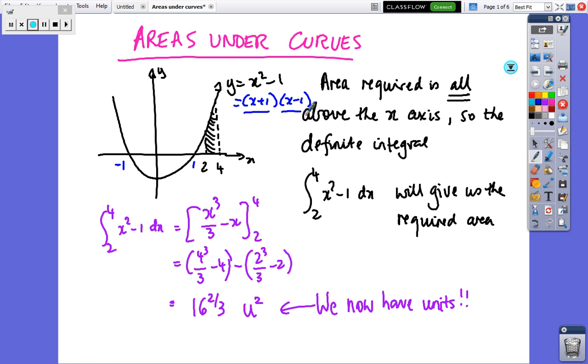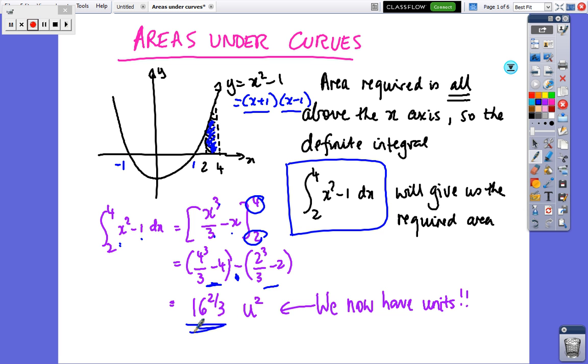But anyway, x equals 2 to x equals 4 is an area that's above the x-axis. So that means we can do a definite integral from those two values. So this will give us the answer because the area is all above the x-axis. So we do, okay, x squared, add 1 to the power, divide by the power, minus 1 turns into minus x. Substitute the 4 value, substitute the 2 value, and always put a minus in between, and then just let your calculator do all the work.